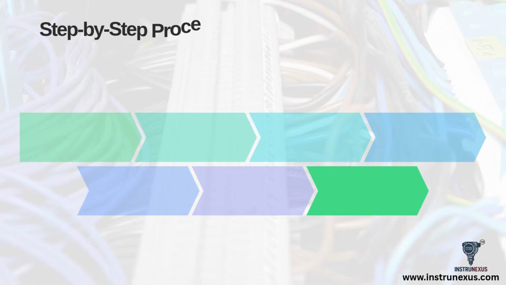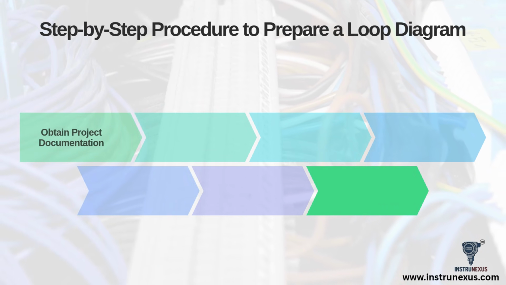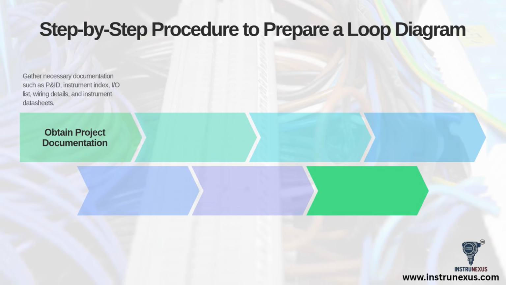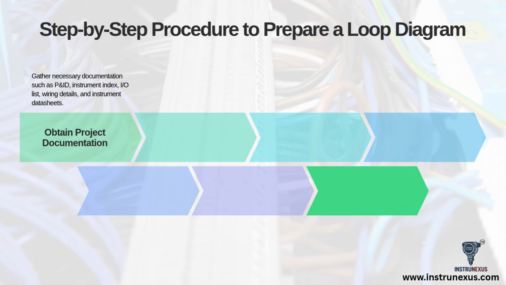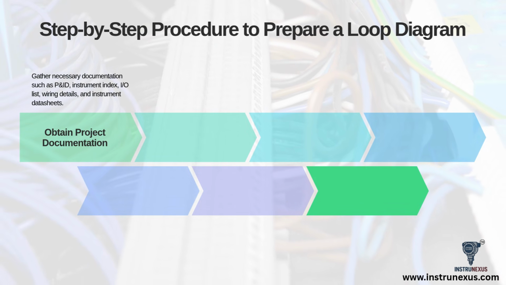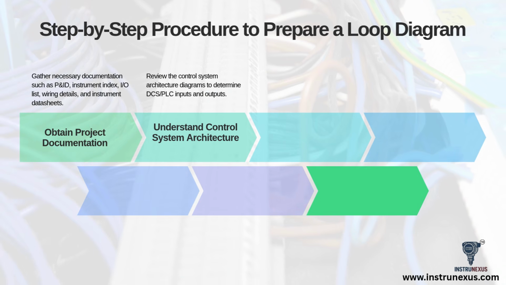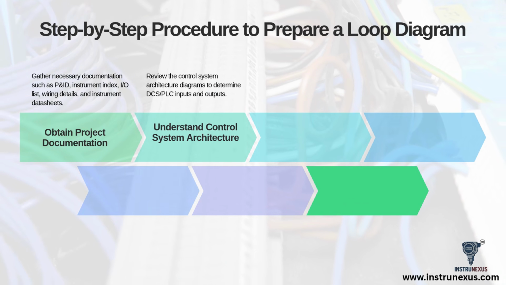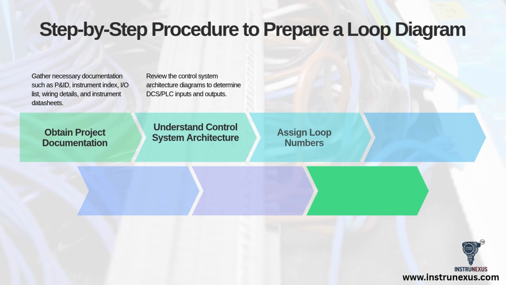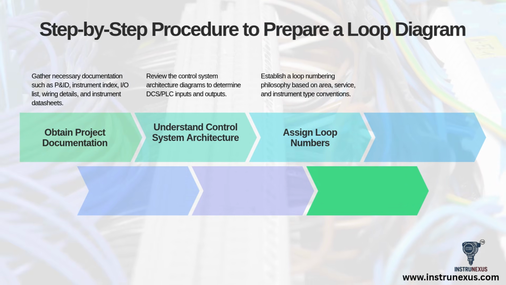So how do you actually prepare one of these diagrams? Here is a reliable step-by-step procedure. First, obtain project documentation. Gather all the inputs we discussed, the P&ID, instrument index, I/O list, wiring details, and datasheets. Second, understand the control system architecture. Review the diagrams to know the DCS PLC I/O layout. Third, assign loop numbers based on the project's established numbering philosophy.